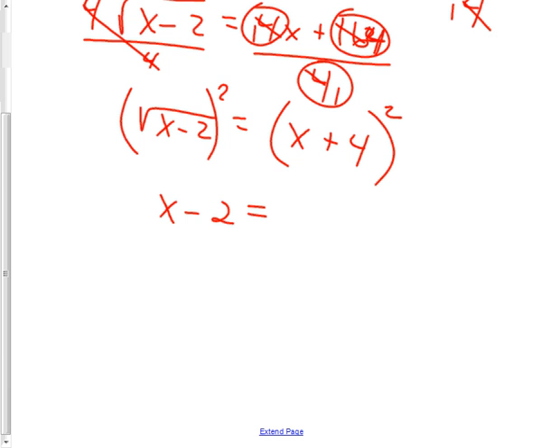And here, don't put x squared plus 16 or I'll have to beat you with a trout. Or a herring. Instead, do that.